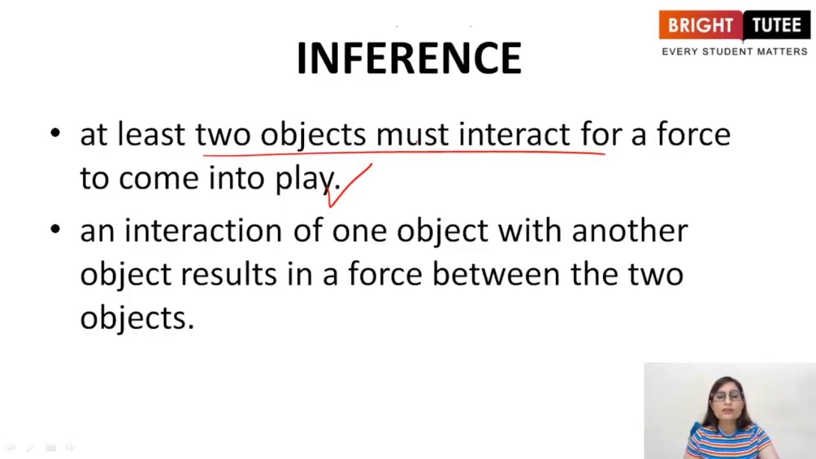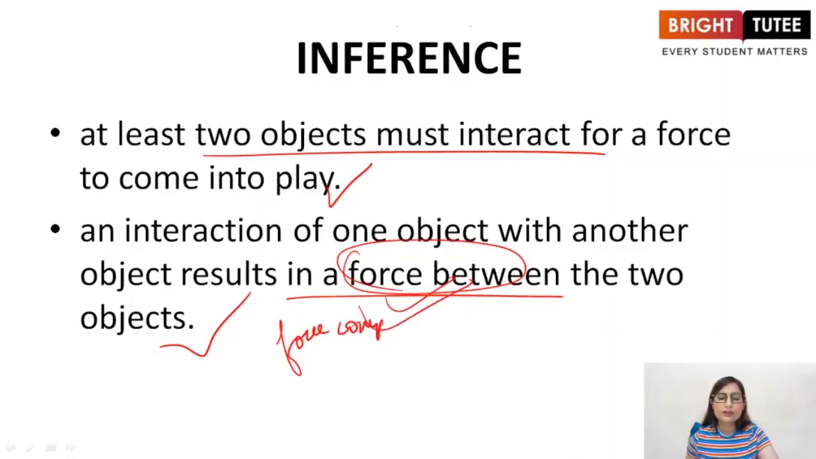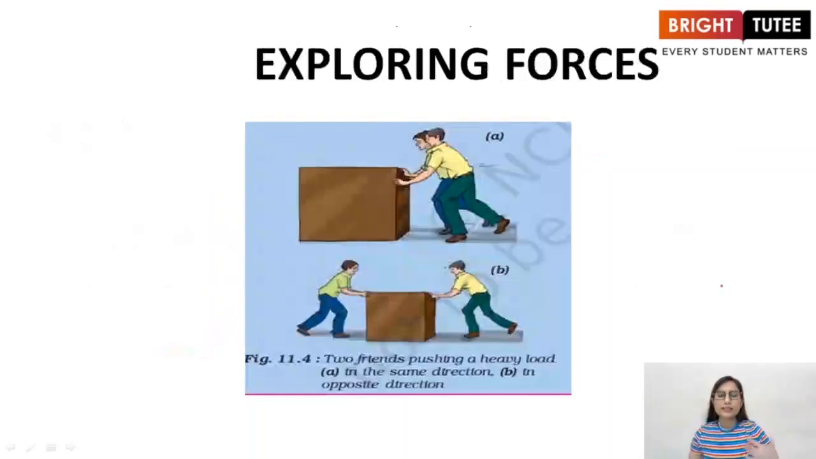An interaction of an object with another object results in a force between the two objects. When one body interacts with another body, it results in a force between the two objects. And this is how force comes into action. The two bodies must interact. There must be an interaction between two bodies, and that is how it results in force between the two objects, right? Exploring forces. We are going to study some more details about forces. How do they act? What is happening?